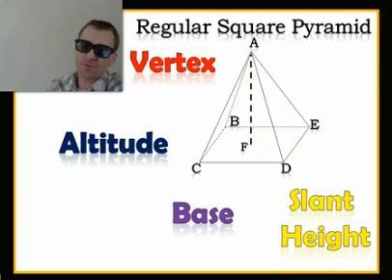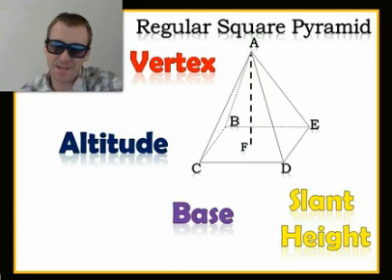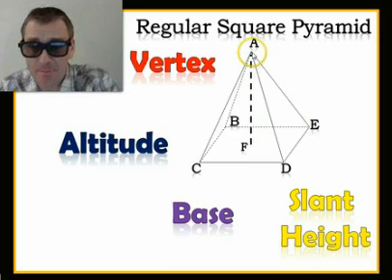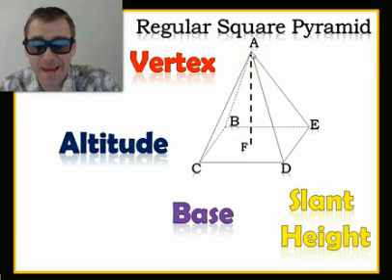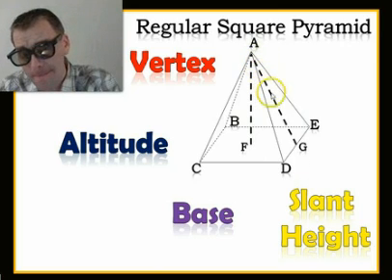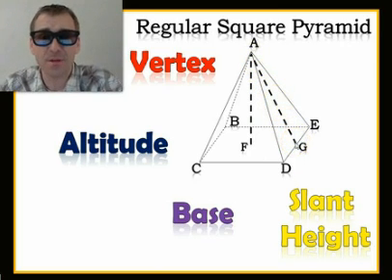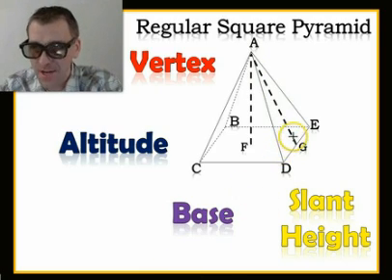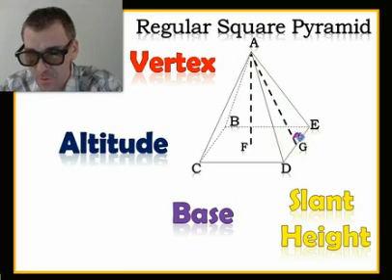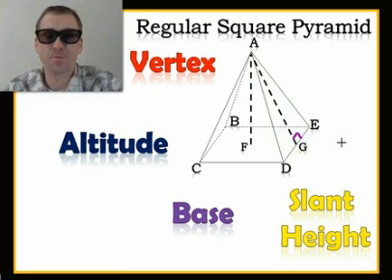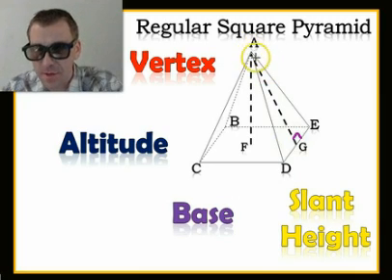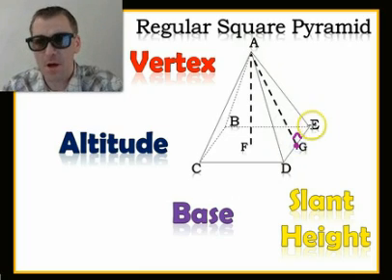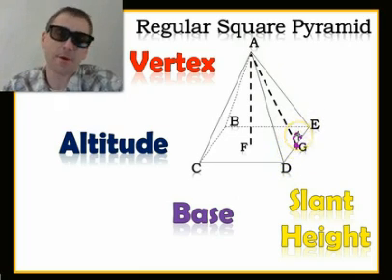One more thing that goes along with regular square pyramids. It's something called slant height. And if you wanted your definition of slant height, here it is. It is a segment that comes from the vertex, and it's drawn perpendicularly to the edge of the base, so it actually forms right angles with the edge of the base. So it's a segment that comes from a vertex, goes right down here to the midpoint of the edge of the base, forming a right angle.